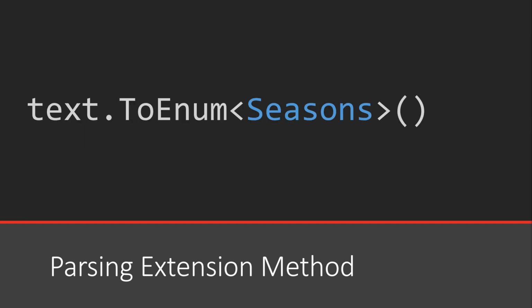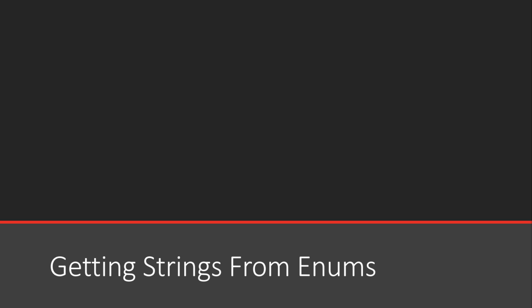You're probably wondering now what it would look like to call this method. I don't know about you, but I think that this looks a lot nicer than what we had before. So how about doing the reverse? What if we have an item from the enum and want to get its name as a string instead?